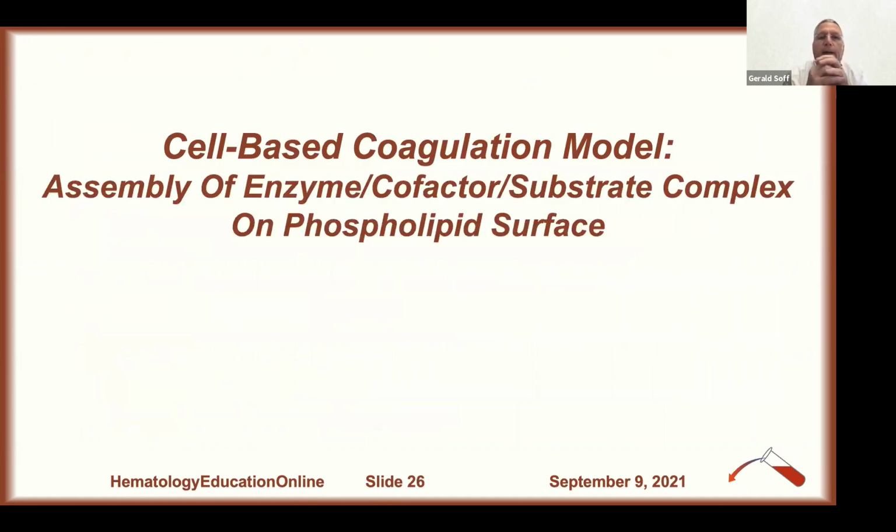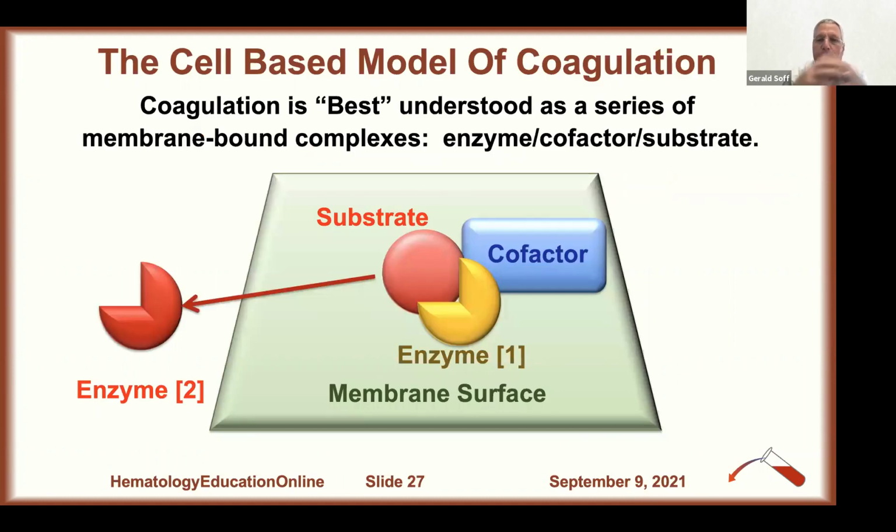So to get at this, we're going to talk about the cell-based coagulation model. Rather than that nice Y-shaped picture of Roman numerals, which seem to be in isolation, that's not how the real body works. So this is a cartoon illustration of an enzyme substrate cofactor complex. So in green here is a cartoon of a membrane. There's a cofactor that anchors the complex. There's an enzyme that forms part of the complex and a substrate. So each of these complexes in the coagulation system has a cofactor, enzyme, and substrate.